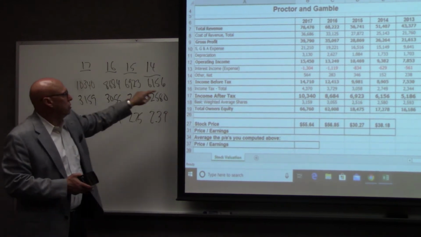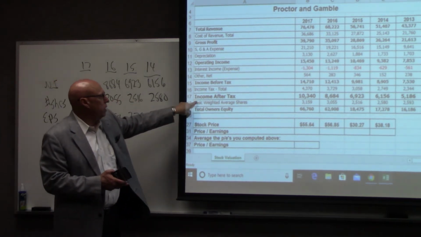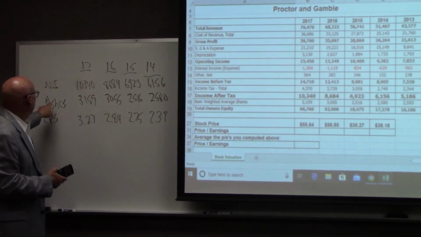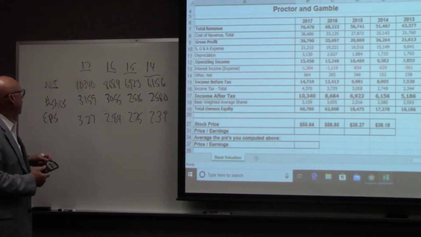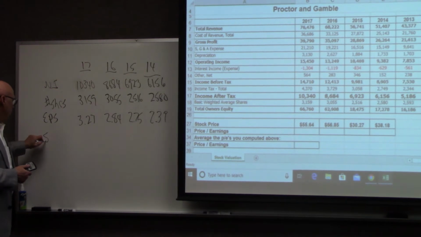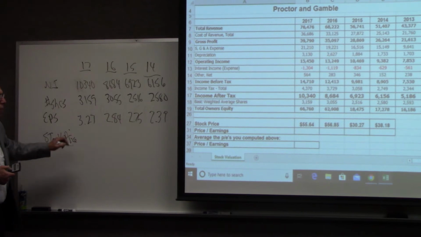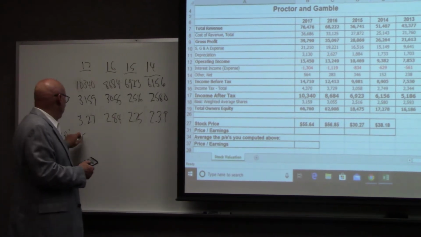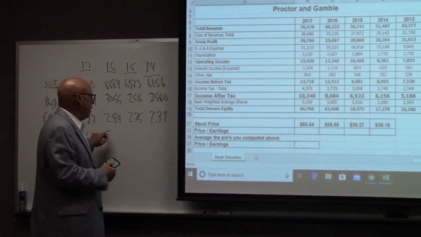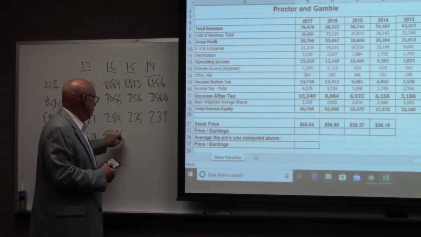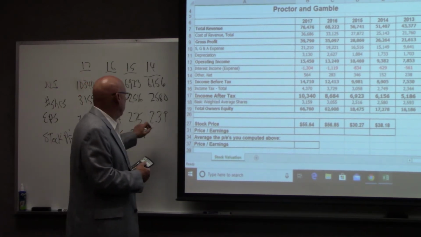So I hope you see where these numbers are coming from. The net income is net income after taxes. The number of shares is the basic weighted average shares. And the earnings per share, net income divided by the number of shares. Now, we got the stock price. And we have 55.64 and 56.85 and 30.27 and 38.18.